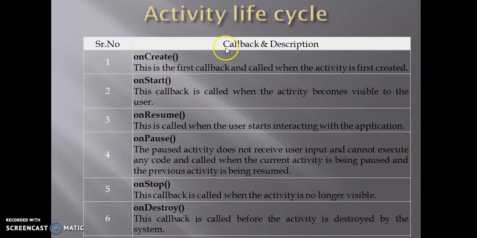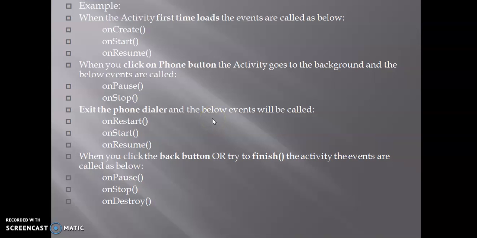The next is, here you can see that everything is described here, and an example is here. When the activity first loads, what methods are called. When you click on the phone button, what methods are called. When you exit the phone dialer, the restart, start and resume methods are called, and when you click the back button, the pause, stop and destroy methods are called.